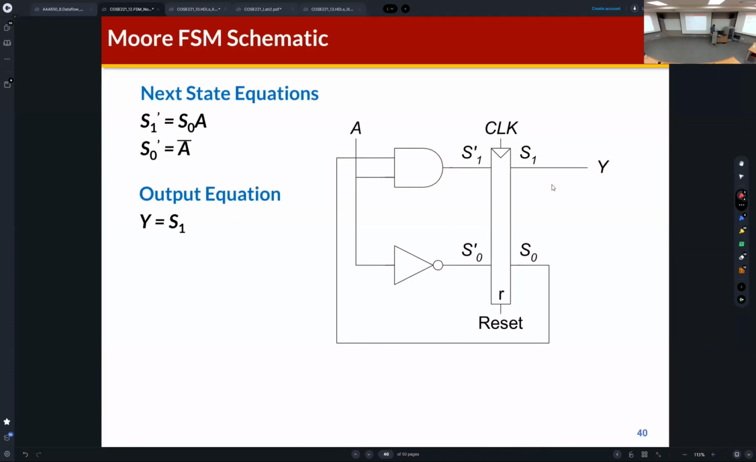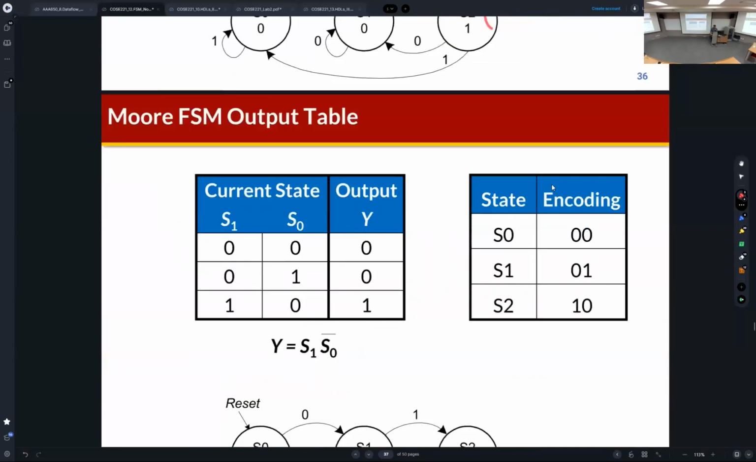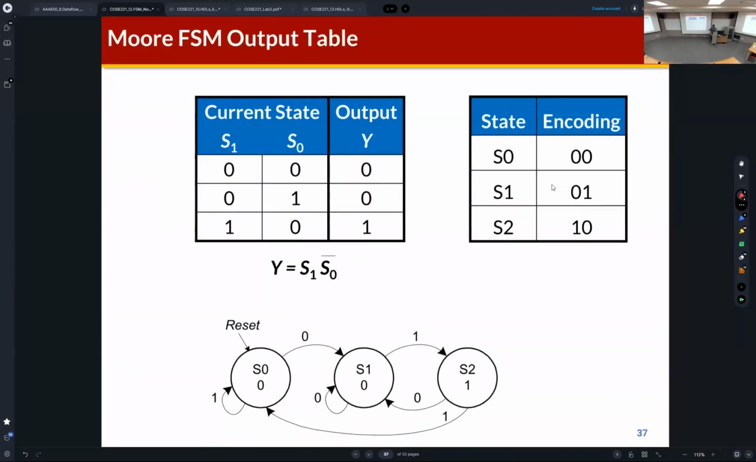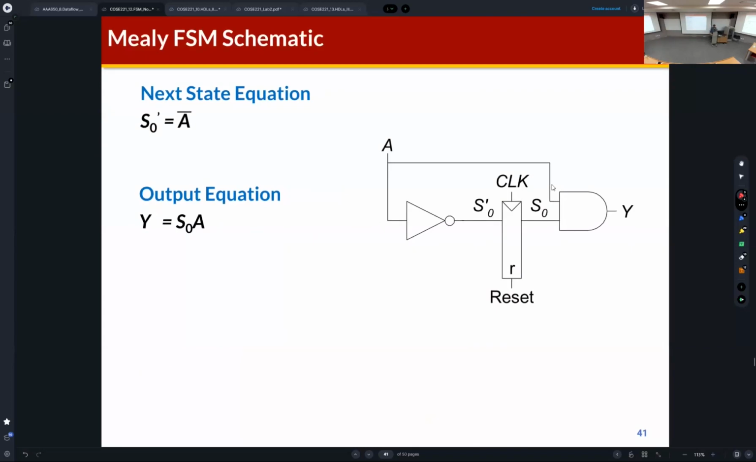So this is the Mealy FSM schematic. You can generate the schematic based on this state transition table and the output table. Based on the state transition table, we can generate the next state logic, and based on the output table, we can generate the output logic. So this is the next state logic SL, this is the output logic OL, and this is the state register.